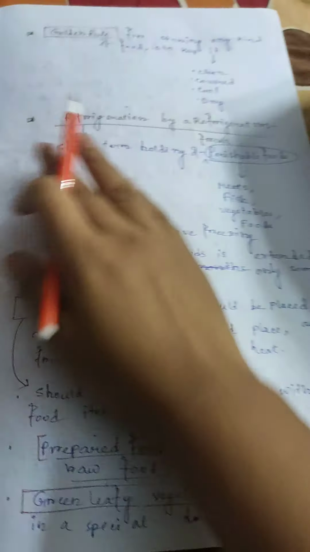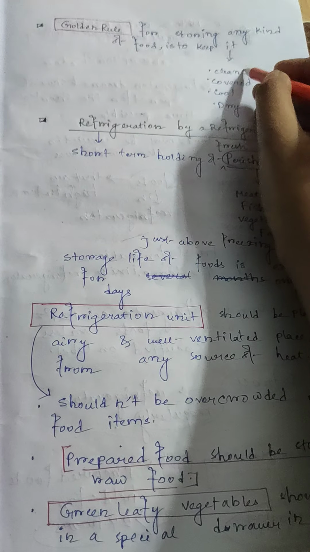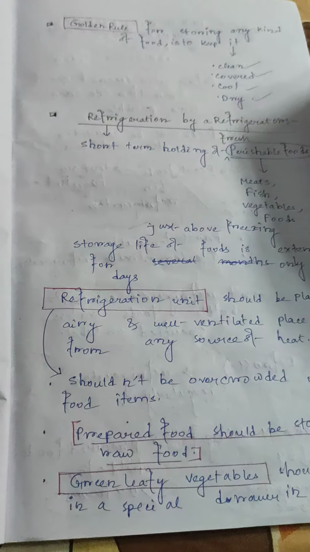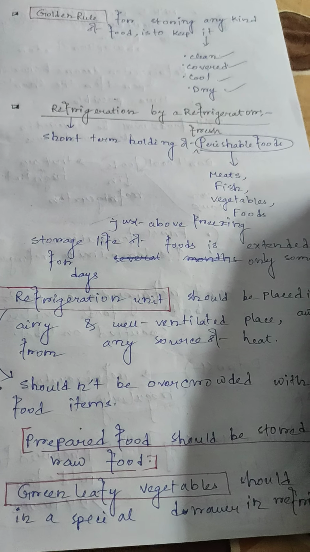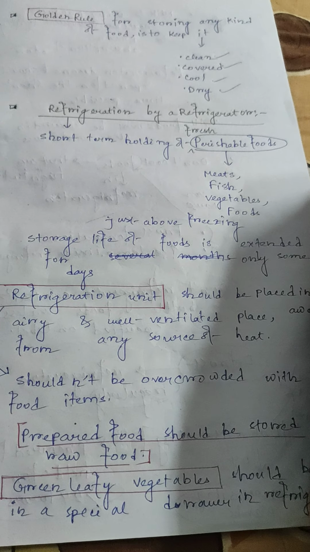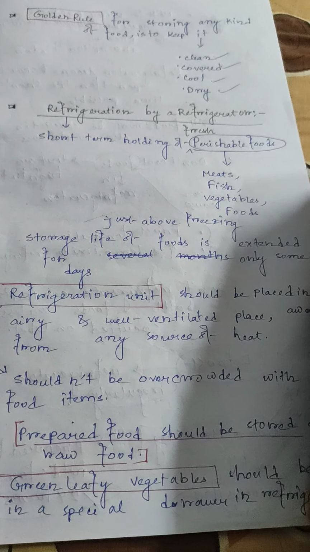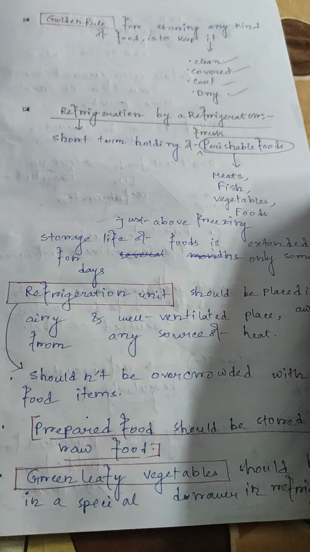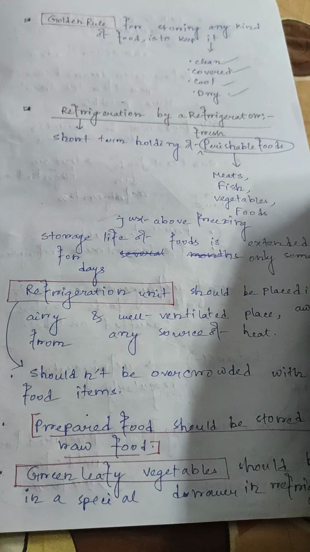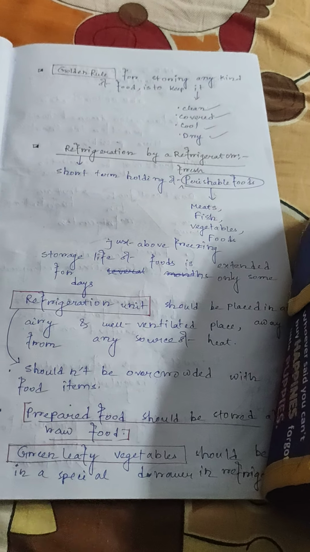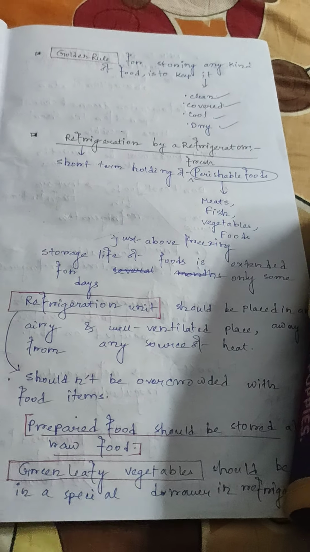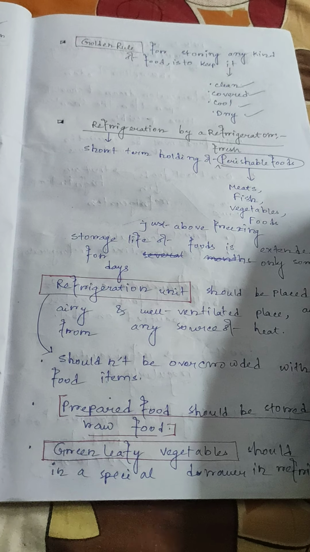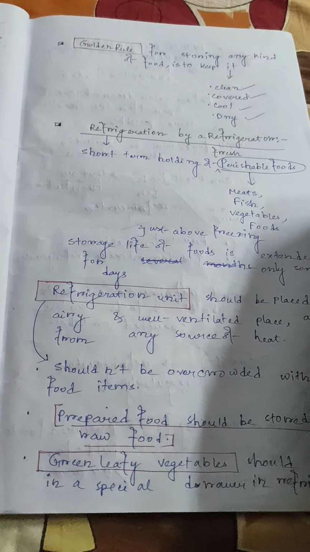Golden rule for storing any kind of foods is to keep it clean, covered, cool and dry. How many golden rules are there to store any kind of food items? Four golden rules are there: first is clean, second is covered, third is cool, fourth is dry.